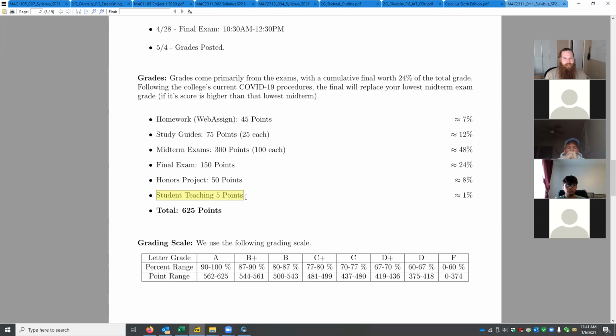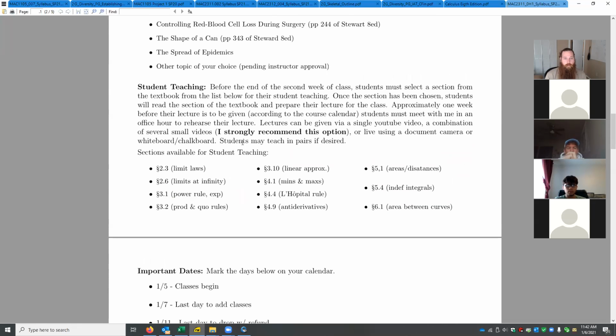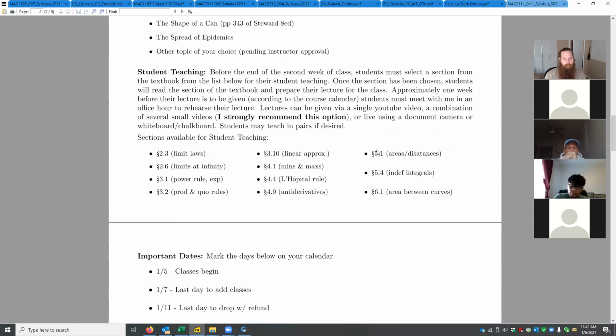And then the student teaching is not worth a whole lot. It's just worth 5 points, and pretty much everybody gets 5 points on this as long as they do everything that they're supposed to do, meaning you come to the rehearsal and you contribute fairly to the student teaching. Oh, I think I forgot to mention. So the student teaching you can also do in pairs if you want to, right? If you want to work with someone else on the student teaching, you can do that just like the honors project, but no more than 2 people.